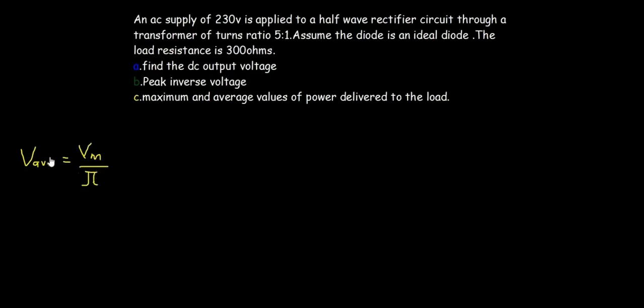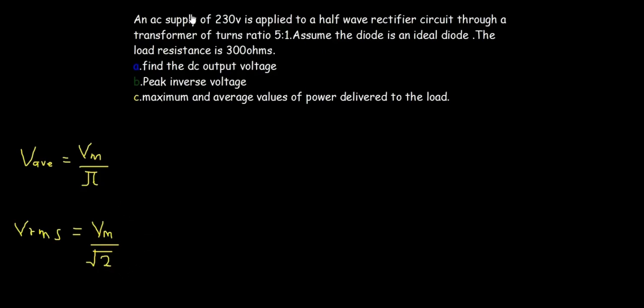So before you can find the average, you need to know this maximum voltage here. So how are you going to find this maximum voltage? You can find it using the formula V RMS equals Vm over the square root of 2. So you can use this formula to find the maximum voltage here.